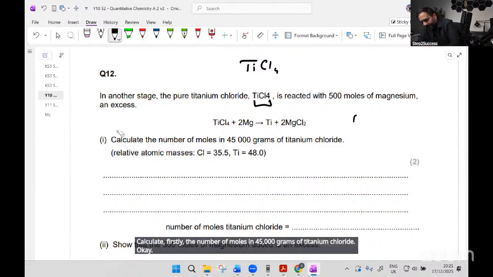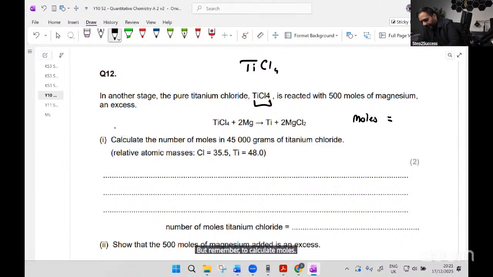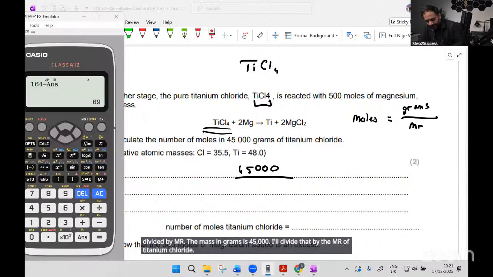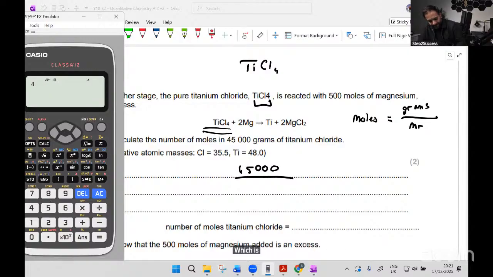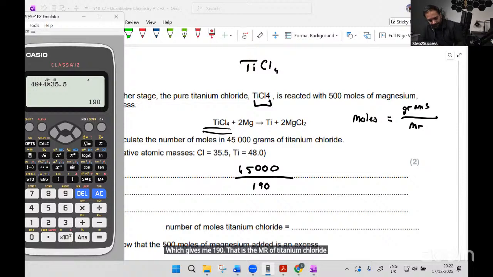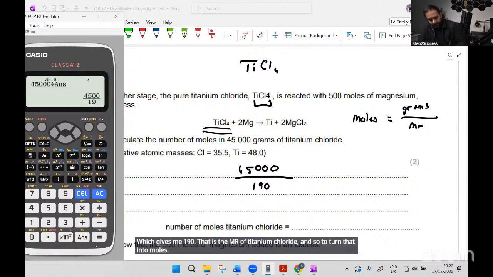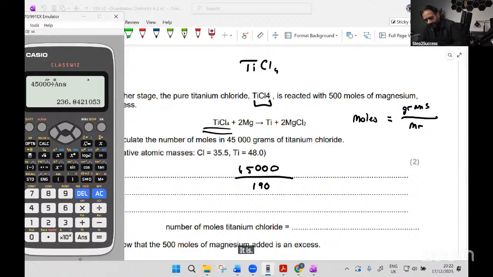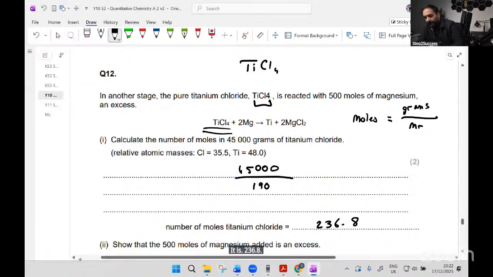Okay, so remember to calculate moles, you do the mass in grams divided by Mr. The mass in grams is 45,000. I'll divide that by the Mr of titanium chloride, which is 48 plus 4 chlorines, which is 4 lots of 35.5, which gives me 190. That is the Mr of titanium chloride. And so to turn that into moles, it is 236.8, based on my quick calculation.